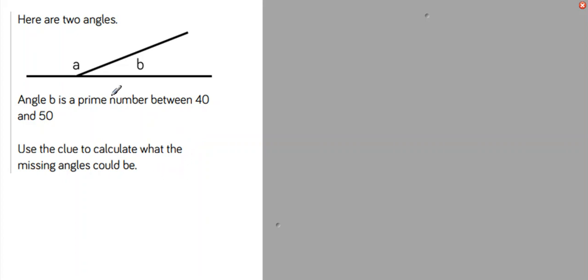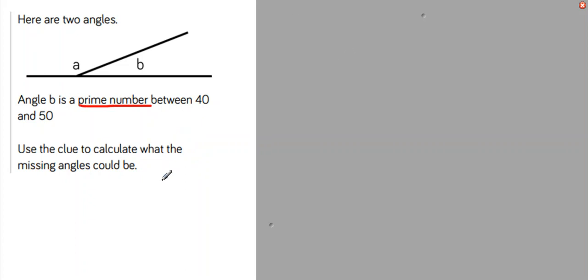Okay, so remember, a prime number means that it can only be divided by 1 and itself. So let's have a think. Our prime numbers then are 41, 43, not 45 because it's in the 5 times table, and 47. Not 49 because it's in the 7 times table.